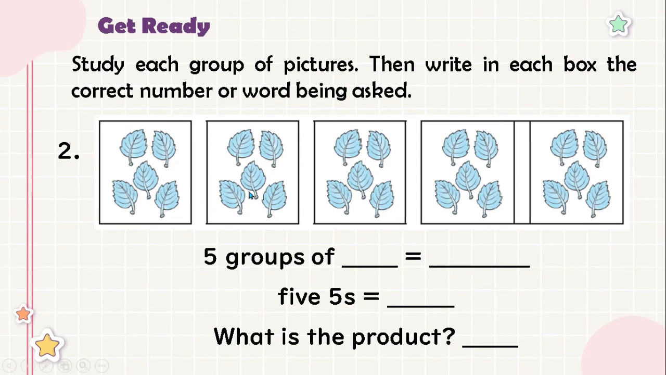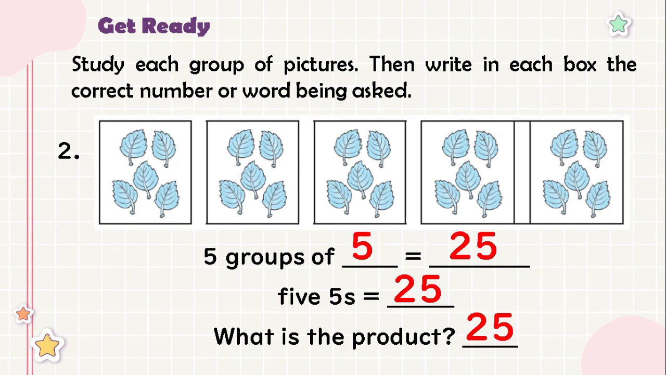For number 2, 5 groups of blank is equals to blank. So, we have 5 groups of 5 leaves. So, 5 groups of 5 leaves is equals to, let's do skip counting by 5: 5, 10, 15, 20, 25. So, 5 groups of 5 is equals to 25. And 5 fives is equals to 25. Very good. And what is the product? 25.